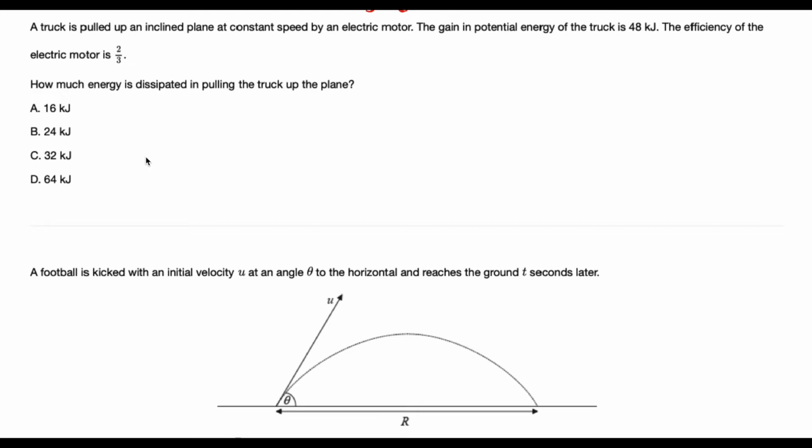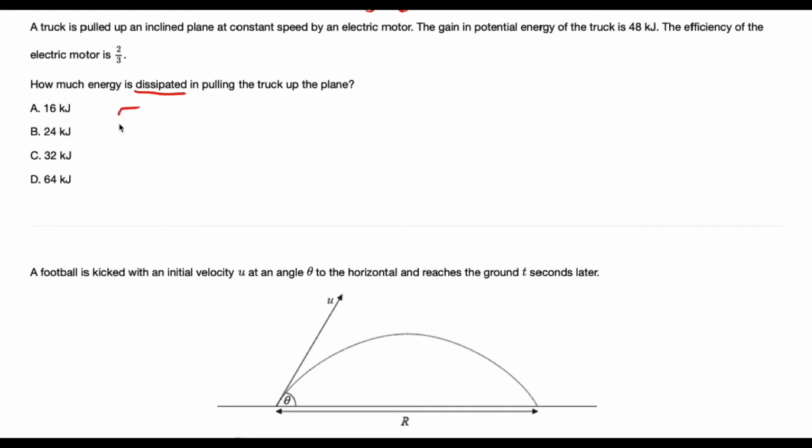A truck is pulled up an inclined plane at a constant speed by an electric motor. The gain in potential energy is 48 kilojoules. The efficiency of the electric motor is 2/3. How much energy is dissipated in pulling the truck up the plane? The term dissipate basically means how much energy is wasted during the process of pulling the truck up the plane.